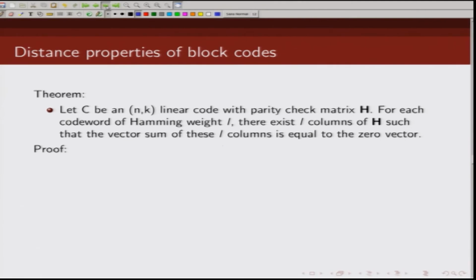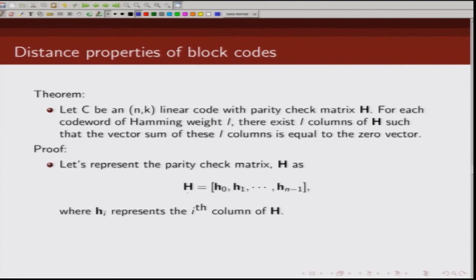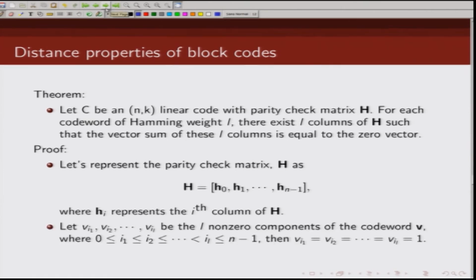So, let us prove this. Let us say we can write the parity check matrix in this form. Note, this is an n minus k cross n matrix. So, there are n columns which we are denoting by H0, H1, H2 up to Hn minus 1. So, Hi represents the ith column of this parity check matrix, and we said that for each code word of Hamming weight L.